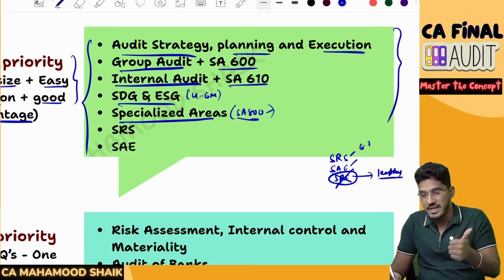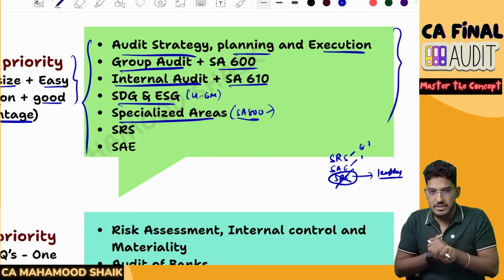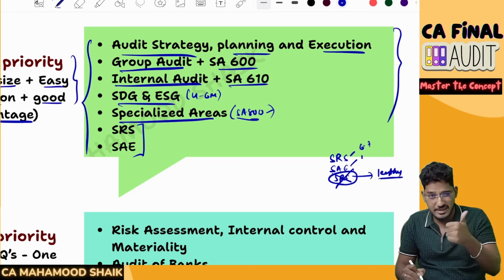Then you can pick up SAE, standards on assurance engagement. That will also be comparatively easier, conceptually easier, so you can complete this also in less time. From these also we are expecting questions these days. So once you are done with the specialized areas, pick these 2 special standards, SRS and SAE.